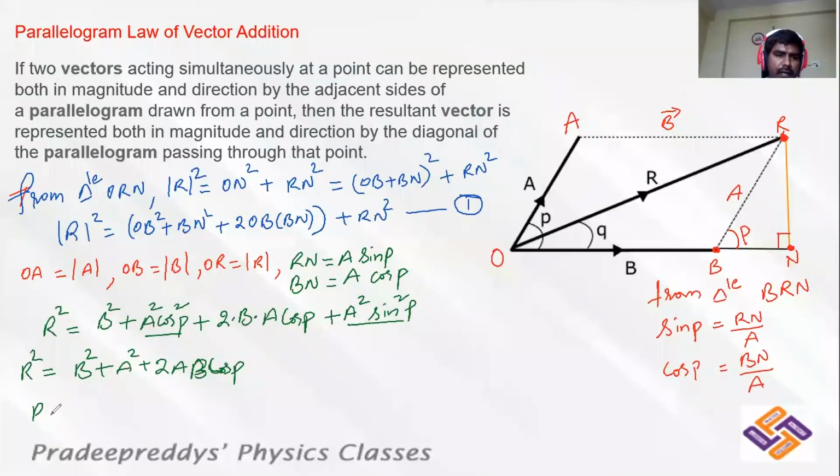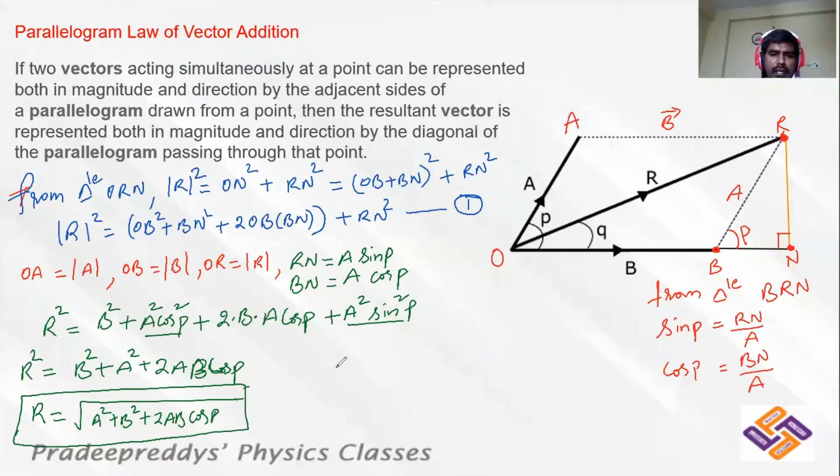Then how do you write for R? R is equal to the square root of A square plus B square plus 2AB into cos P. This is the equation for the magnitude of the resultant vector, and this is also called the cosine law. Now you can find out the resultant magnitude. It is very simple. It is obtained by using the equation A square plus B square plus 2AB into cos P, where P is the angle between A bar and B bar.